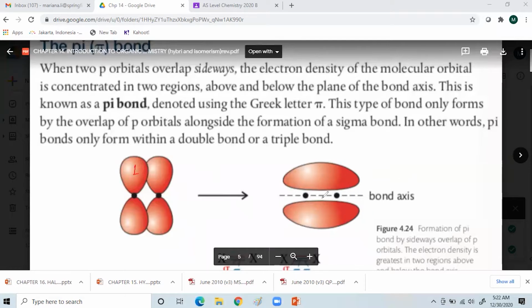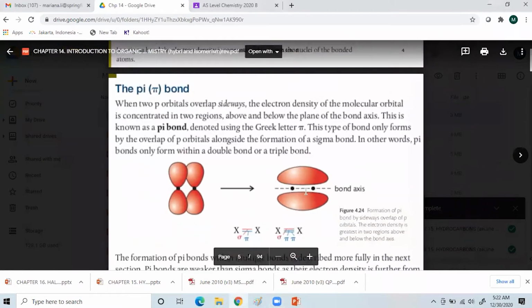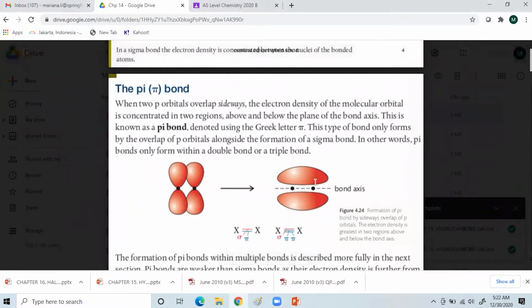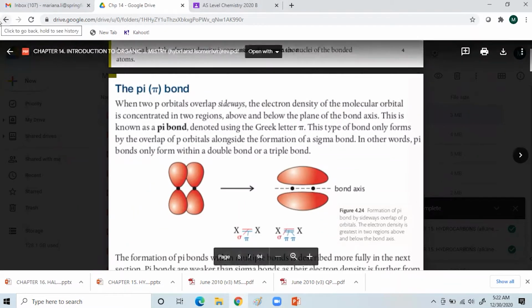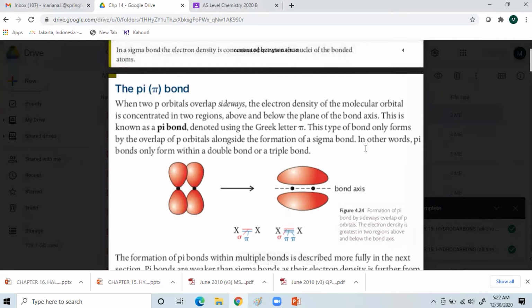You can see that this is the bond axis, this is the nucleus, and the electron density is above the bond axis or below the bond axis. So once again, what are pi bonds? Pi bonds are formed because of sideways overlap of p orbitals. Okay, only between p and p, and the electron density is greatest in the two regions above and below the bond axis.